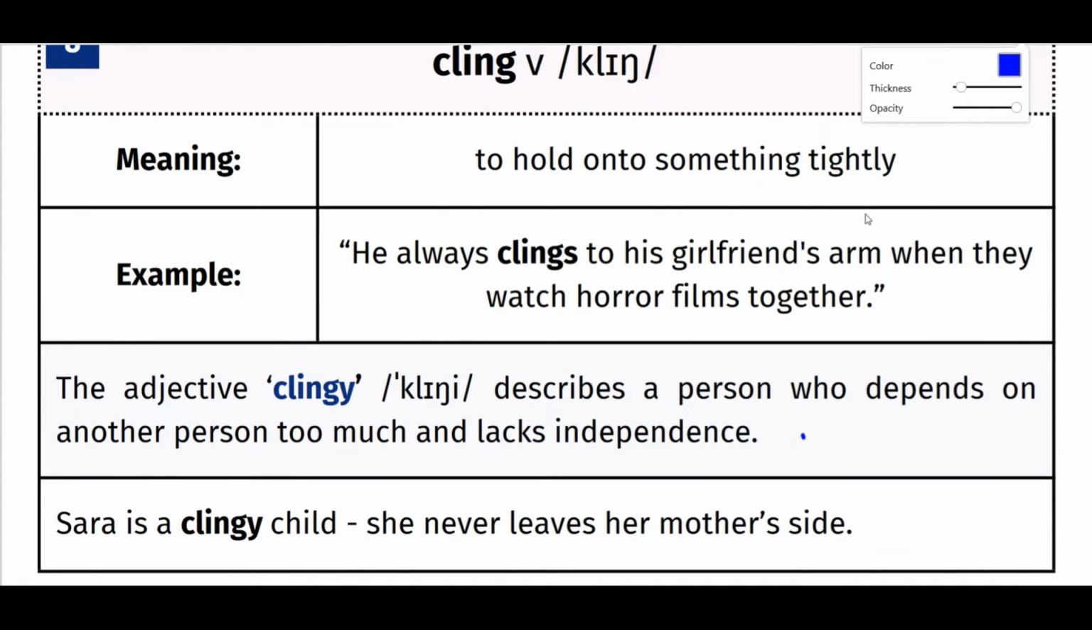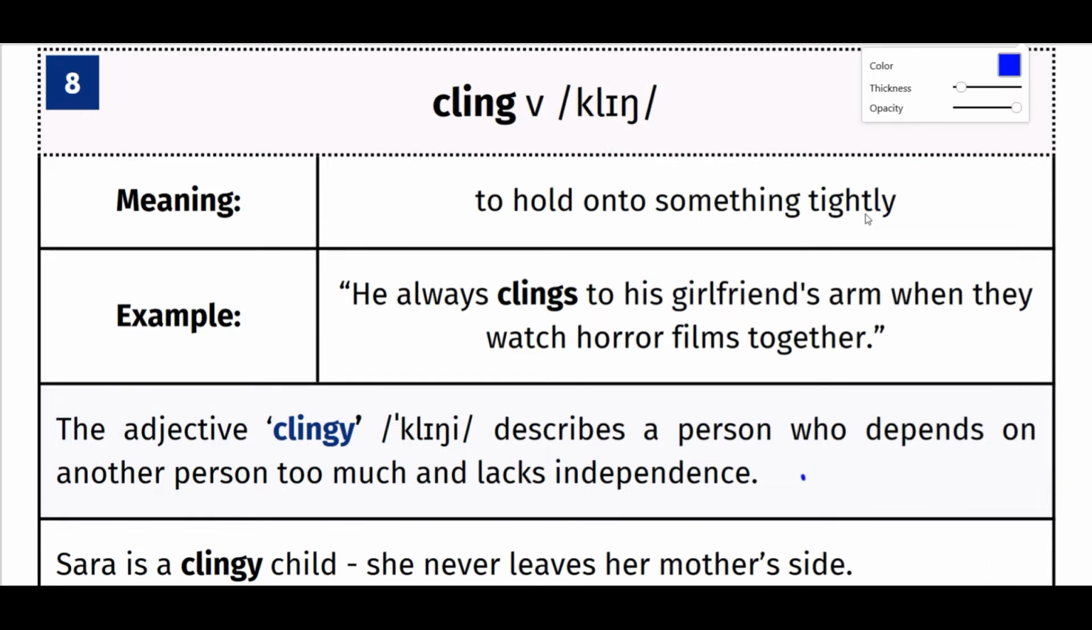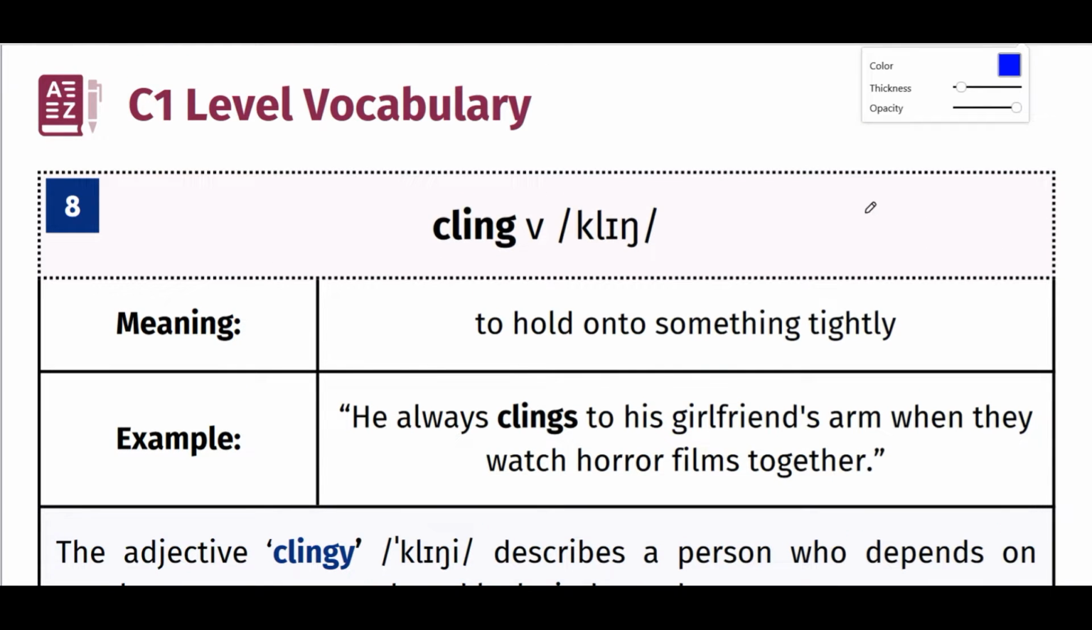So number 2 is coming from the C1 level vocabulary. So one thing that you need to know is English has levels. It depends on the level that we are. So if you are on C level vocabulary, you should be able to know the meaning. So we have number 2, which is the 8th one, cling. So cling simply means to hold on to something tightly, like you hold on to somebody's arm, maybe shoulder. So it can mean in such a manner.